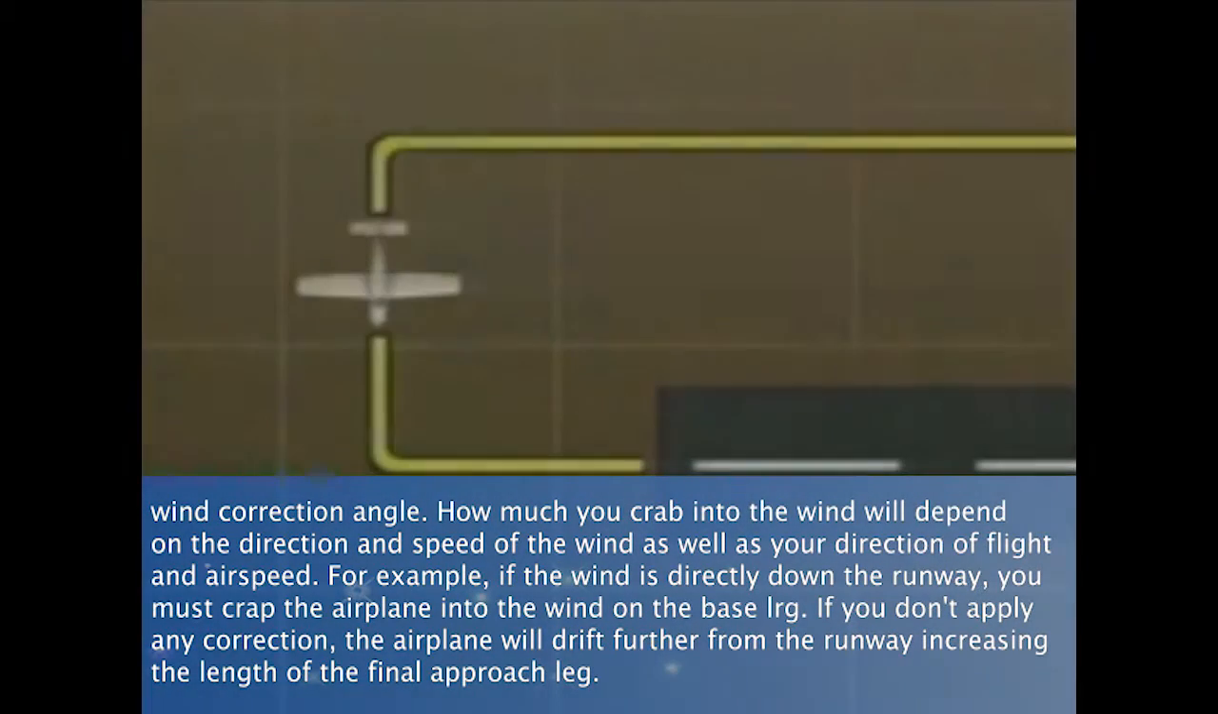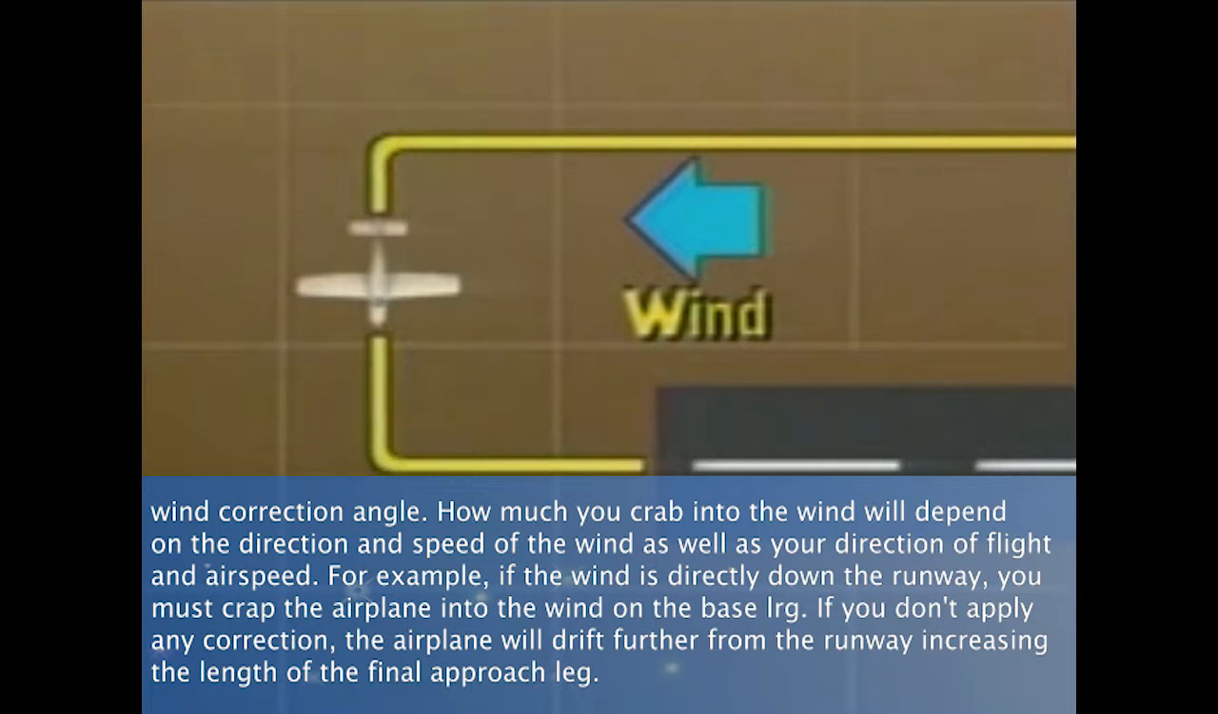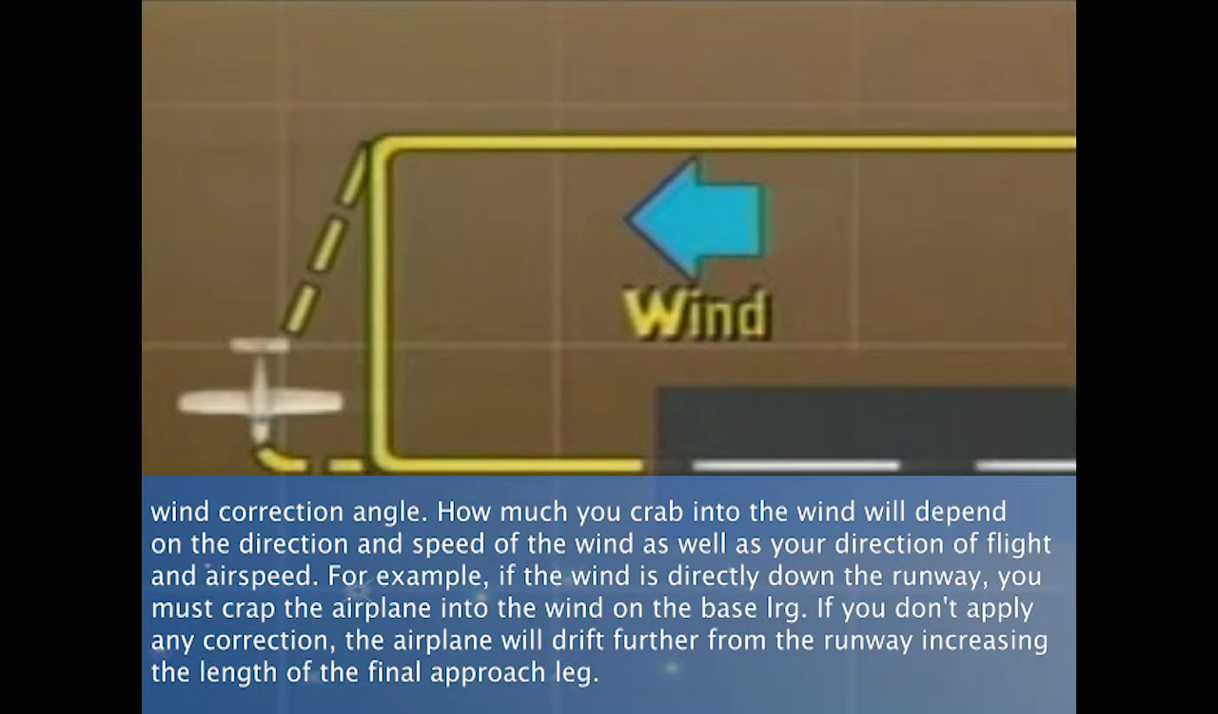For example, if the wind is directly down the runway, you must crab the airplane into the wind on the base leg. If you don't apply any correction, the airplane will drift further from the runway, increasing the length of the final approach leg.